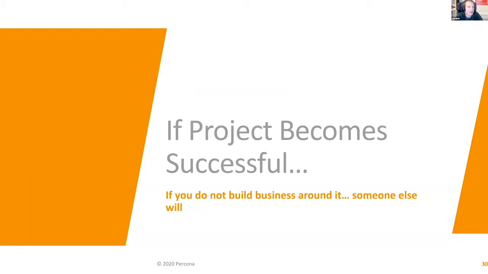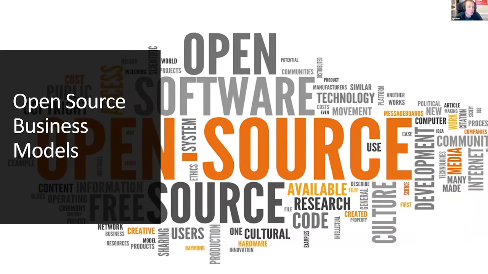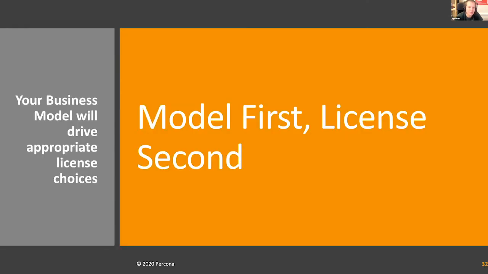With that, we are moving on to the open source business models. And the thing I wanted to say is that you should look at the business model first and the license second. Because depending on what your business models are, you will need to see what license choices are going to be able to support that.